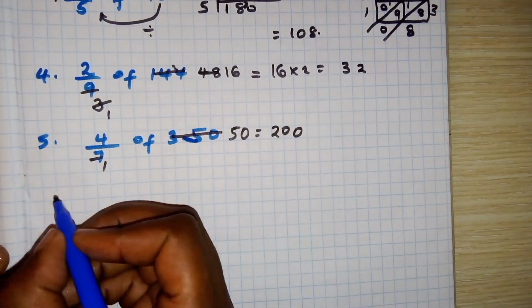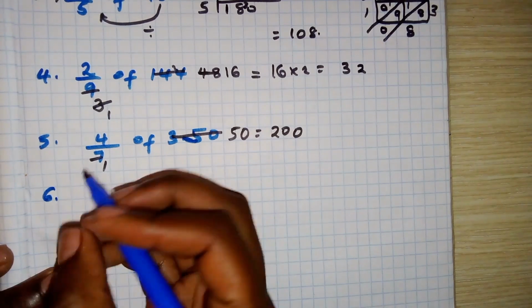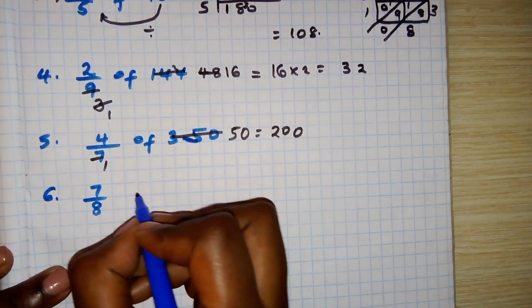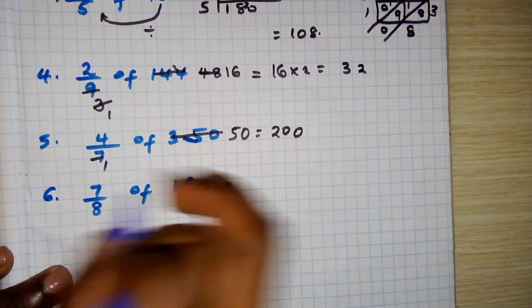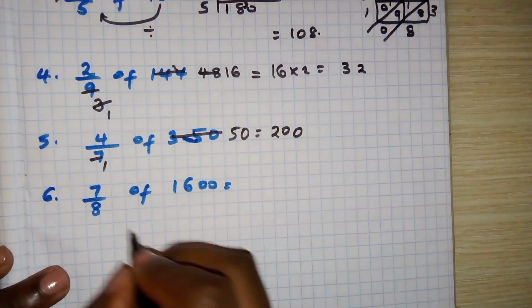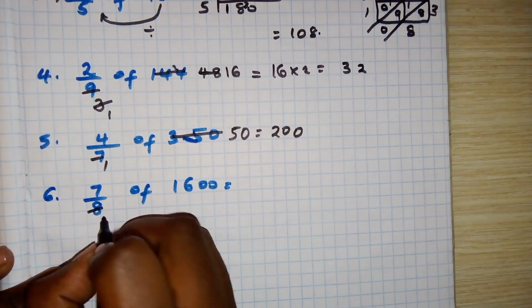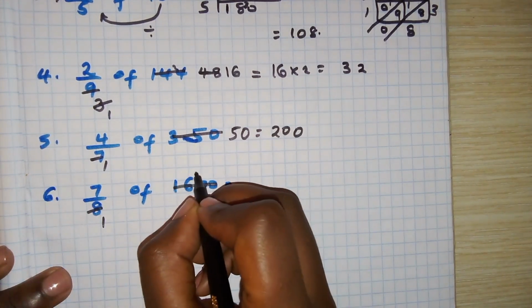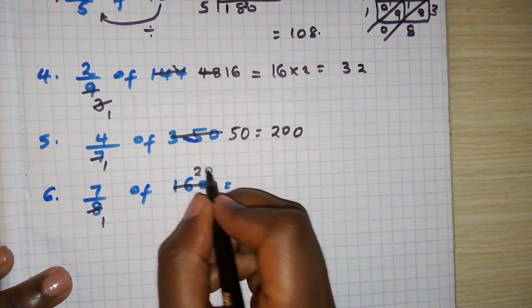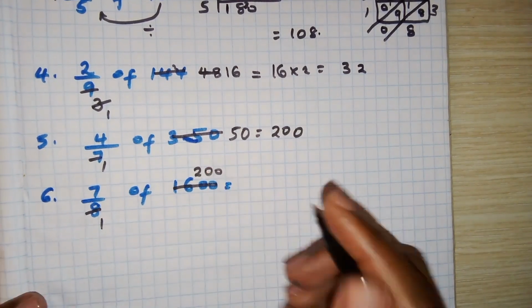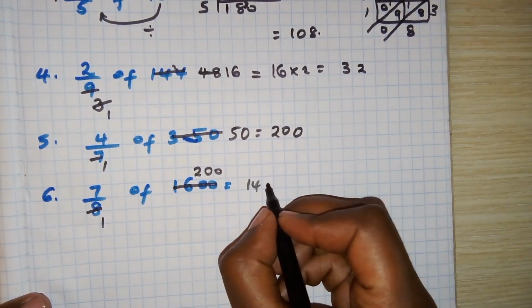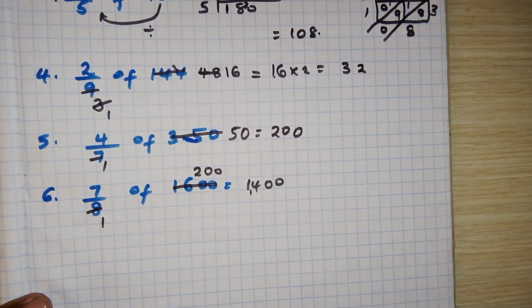Okay, we can do one more question. The last question now would be 7/8 of 1600. So once again you're dividing, so 8 goes into 16 2 times, and then add those 2 zeros, cover the 2 zeros. 7 times 2 is 14 with the 2 zeros at the end.